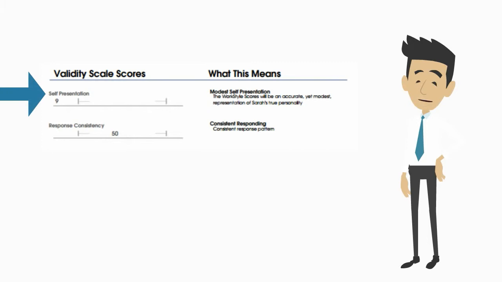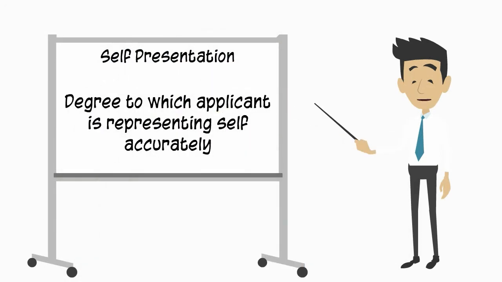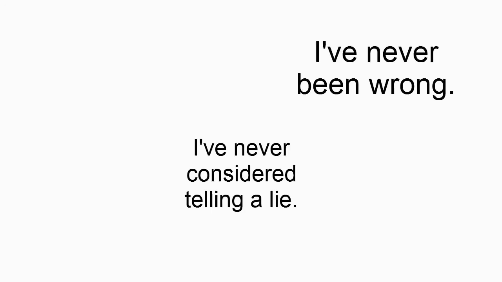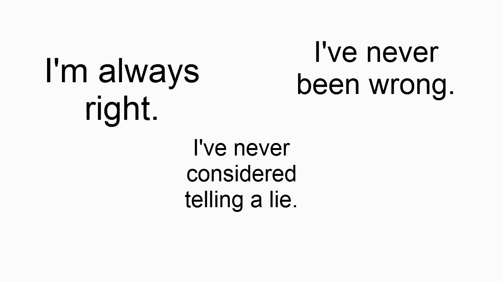Now, let's take a closer look at the self-presentation scale. The self-presentation scale is measuring the degree to which the applicant is accurately representing him or herself. Or, said another way, how much energy is the applicant putting into managing how others perceive them? This scale is made up of 20 items. Statements like, I always tell the truth, I never tell lies, and I've never been wrong. These are very unrealistic, overly virtuous statements that no one, yes, including you and me, can agree to if we're being honest.